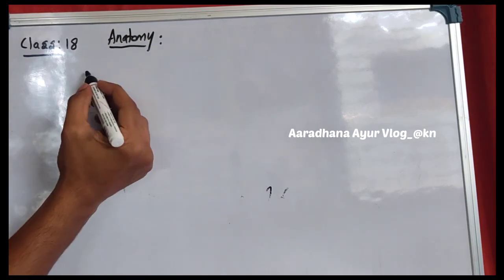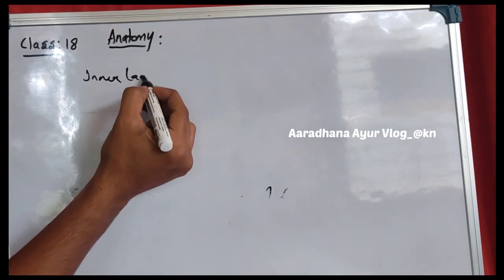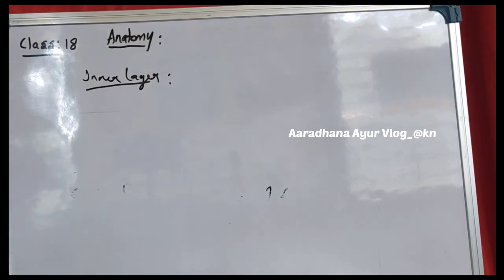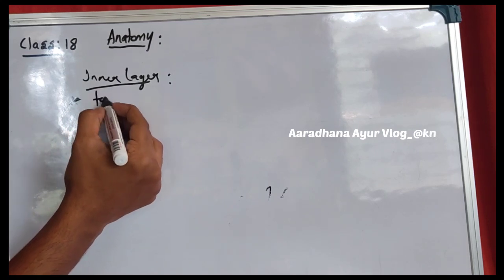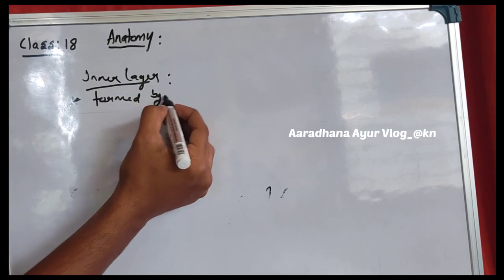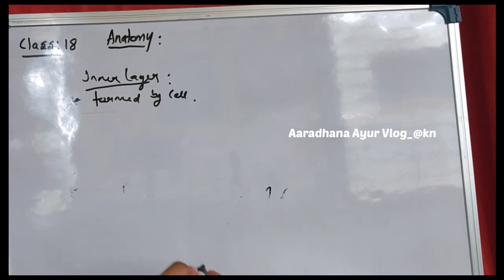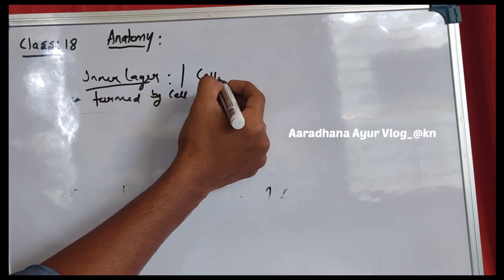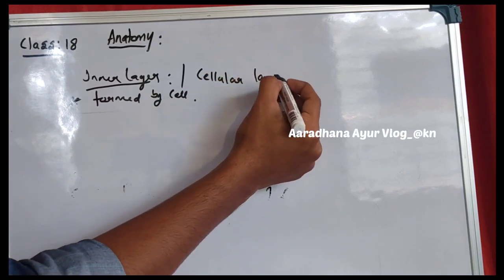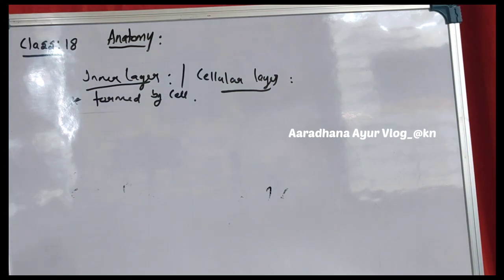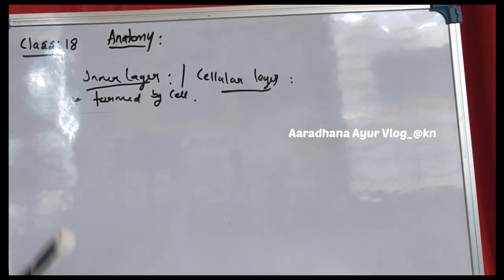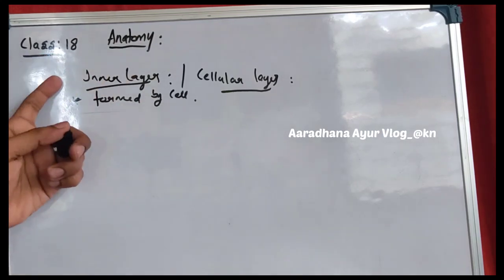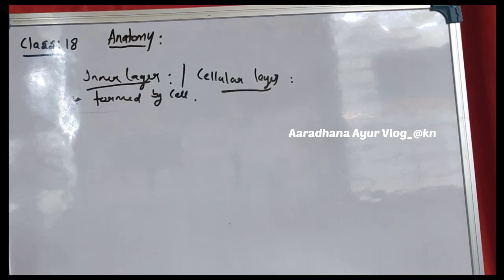And the second one is the inner layer. The outer layer had fibrous tissue, and here it has been formed by cells, so it is also called the cellular layer. So the inner layer is the cellular layer, and the outer layer, formed by fibrous tissue, is the fibrous layer.